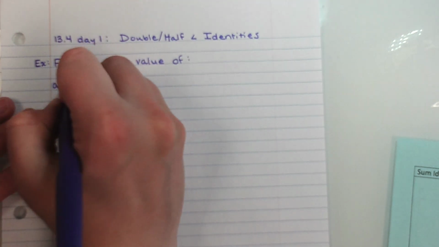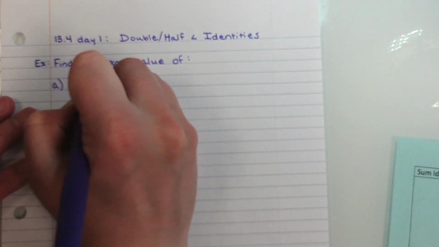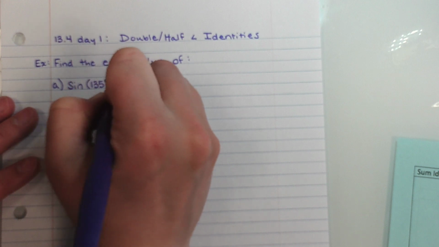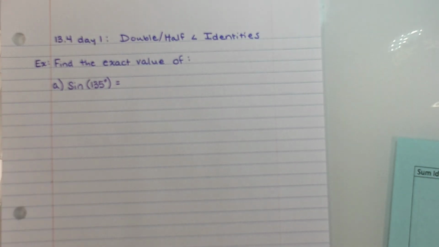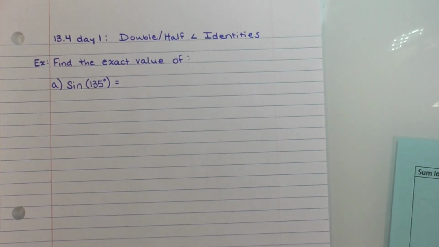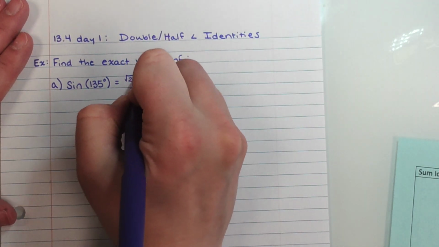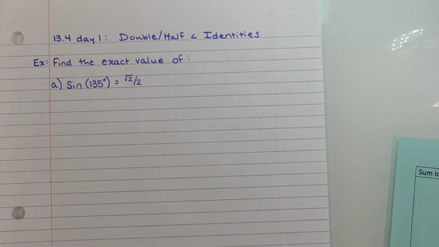First off, if I give you something real basic, do not overcomplicate it. If I ask you for sine of 135 degrees, what should you be telling me? Positive square root of 2 over 2. Because it's on the unit circle. Please do not lose that piece.